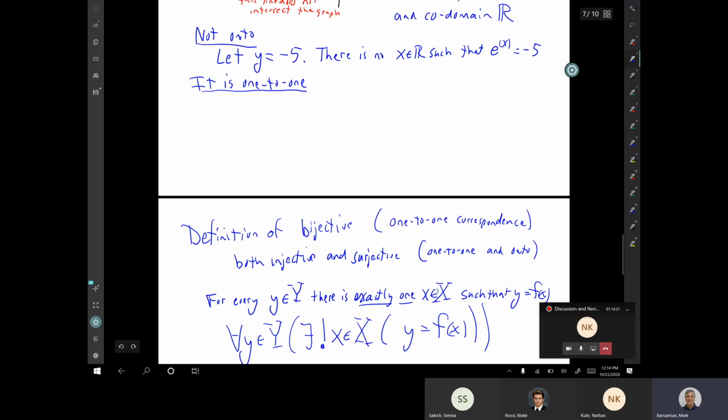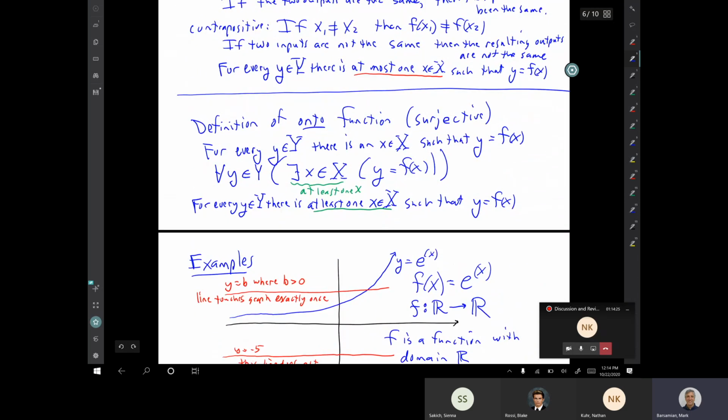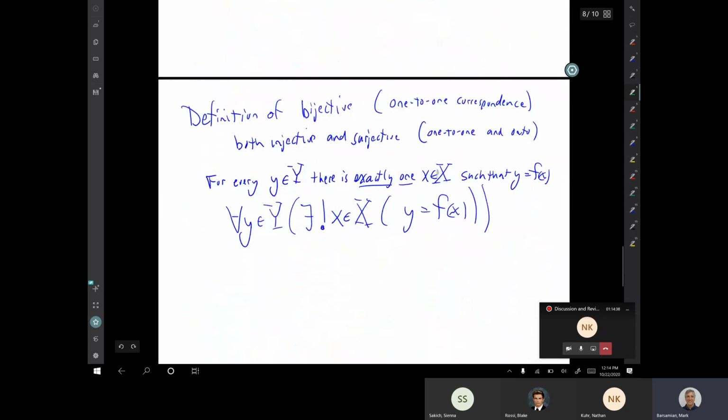So go back up to the definition of surjective. The definition of onto was this quantified statement. For every y, there exists an x, and that means at least one. And so the definition of one-to-one and onto looks almost the same. It's this whole big thing. The big difference, the key thing, is this exclamation point, which means there's exactly one. Maybe I should say this.